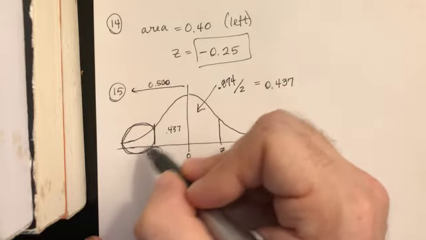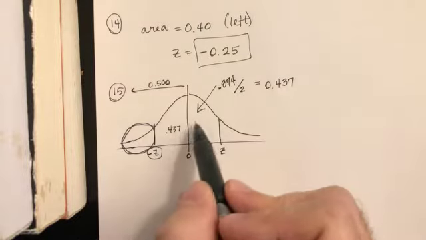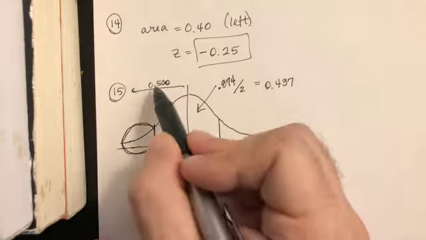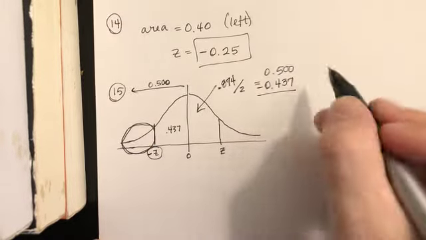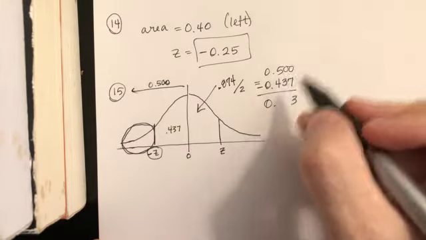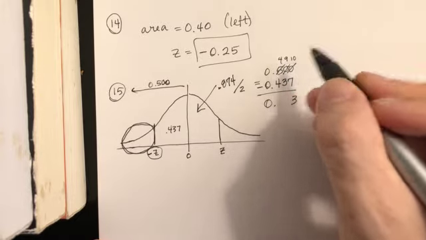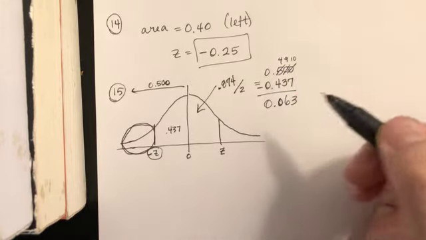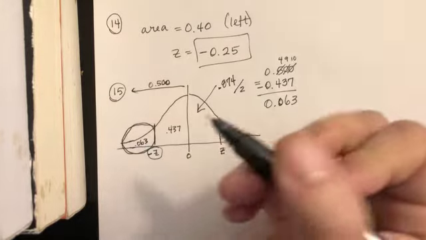If you know the area to the left of a number, then you can find the number that goes with it. So I can't do it with this number, but I can divide it in half, and I can subtract that number from 0.50 and get 0.063. That's what that area is, 0.063.